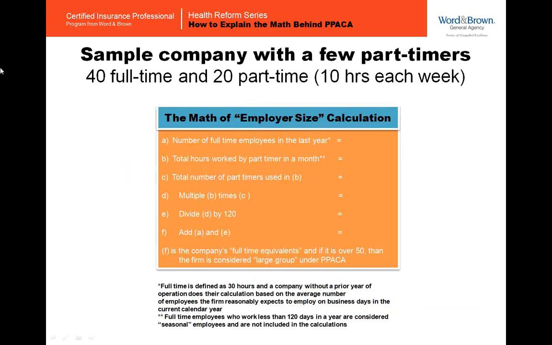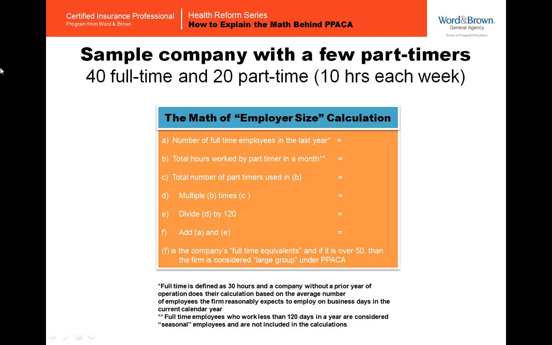Let's take an example. I brought up a blank form. What I'm going to do is move forward. I'm going to fill in all the blanks for you and then walk you through the explanation seeing the numbers. Again, I call your attention to the bottom of the difference between full-time versus seasonal. As you can see at the top, we're going to calculate whether this sample company is large, 50 full-time equivalents or more, or whether it's small.